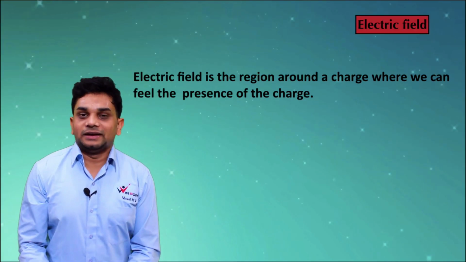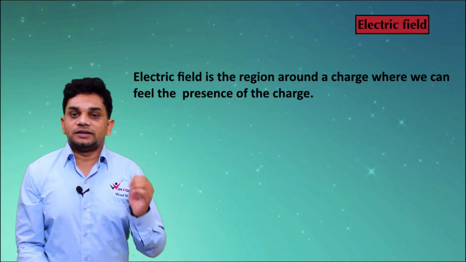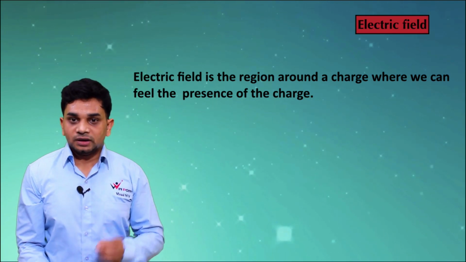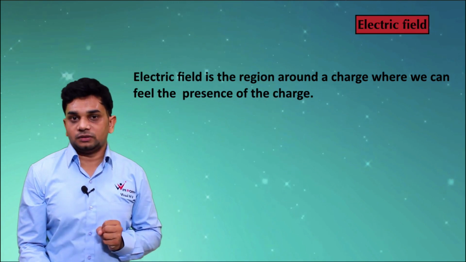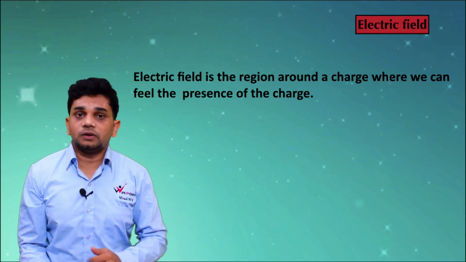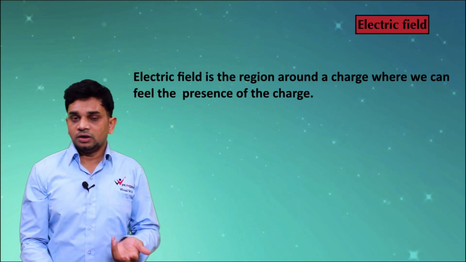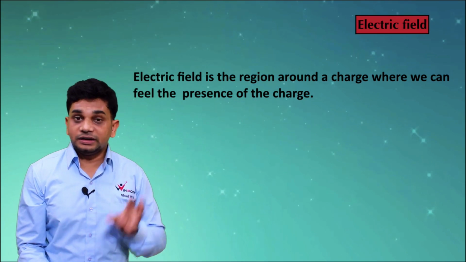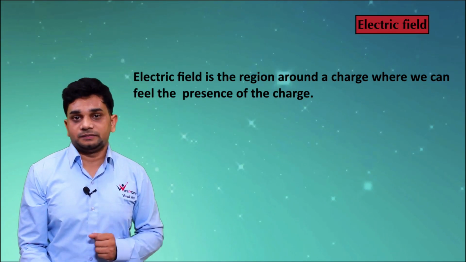Now let us define electric field. Electric field is the region around a charge where we can feel the presence of the charge. If you place a charge in this region, it will experience a force of interaction. It can be repulsion or it can be attraction. So this is called electric field. It is a three-dimensional region.